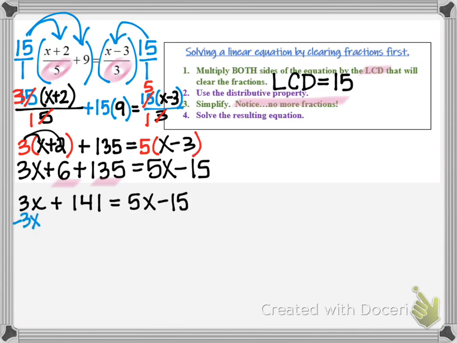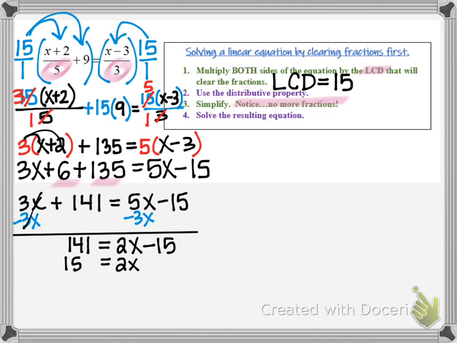Next, I'll subtract 3x from both sides, and I'll get 141 equals 2x minus 15. Add 15 to both sides to get 2x equals 156. And finally, we divide by 2 for our solution of x equals 78. Of course, you can take 78 and plug it back into the original equation everywhere you see x, and you will see that the equation balances.